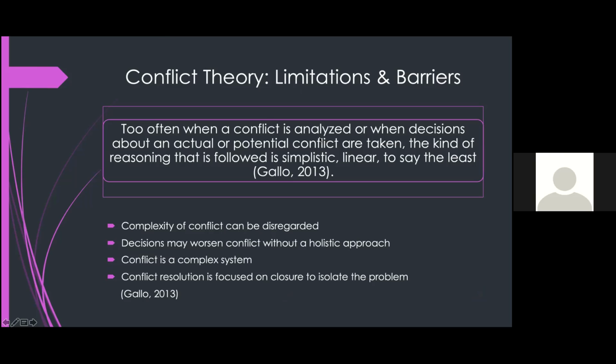Conflict theory, limitations and barriers. According to Gallo, too often when a conflict is analyzed or when decisions about an actual or potential conflict are taken, the kind of reasoning that is followed is simplistic, linear, to say the least. Gallo also notes the limitations of conflict theory, that the complexity of a conflict can be disregarded. Decisions may worsen conflict without a holistic approach, that conflict is a complex system, and that conflict resolution is focused on closure to isolate the problem.